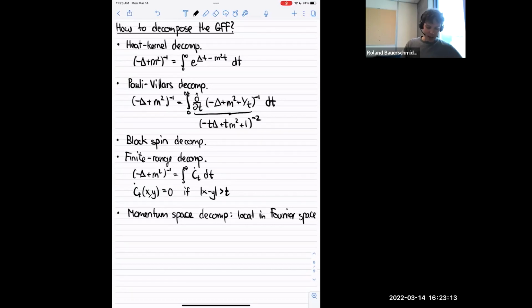It turns out they all have different advantages, unfortunately. So, for example, the heat kernel decomposition has many nice properties. It has very fast decay, etc. But it also has a nice positivity property. For example, the heat kernel is pointwise positive, right?